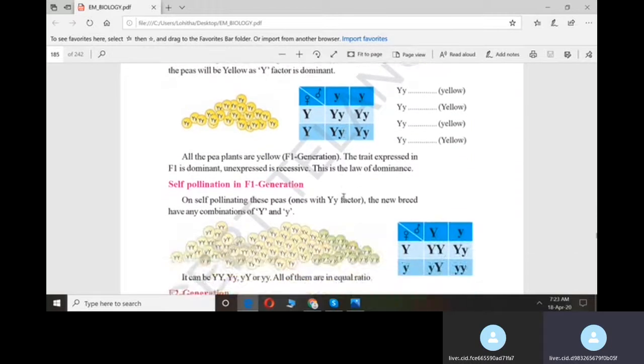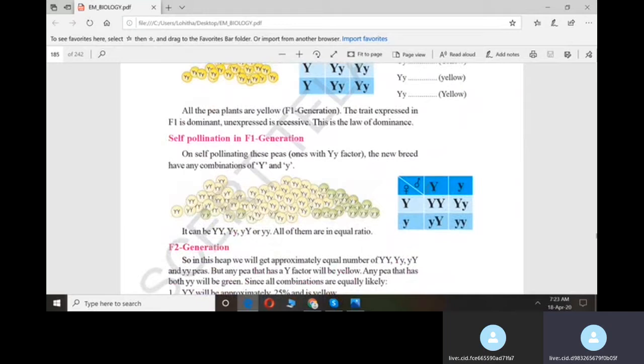Now he has taken the second generation. What is the second generation showing? He has taken the same thing, self pollinated. The first one was cross pollinated, now it's self pollination. Capital Y, small y, capital Y, small y. What he got: capital Y is pure, this is yellow, and capital Y small y is yellow, and small y capital Y is also yellow, and small y is green. The second generation he got is a 1:2:1 type of ratio.